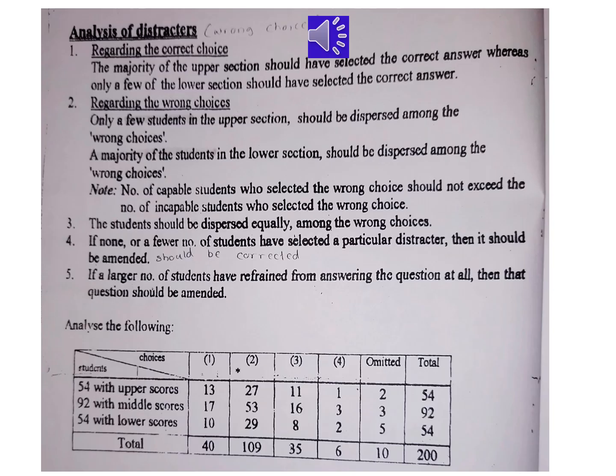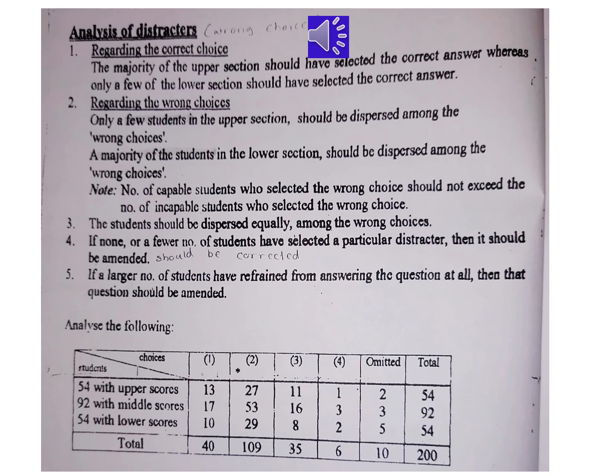Regarding the wrong choices, only a few students in the upper section should be dispersed among the wrong choices. Only a few students in the clever section. Now we'll study the clever section, that row 13, 20, 13, 11, 1. This says only a few students in the clever section should be dispersed among the wrong choices, because the clever students won't select the wrong answers.